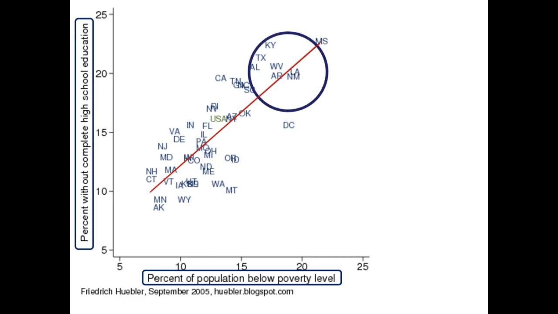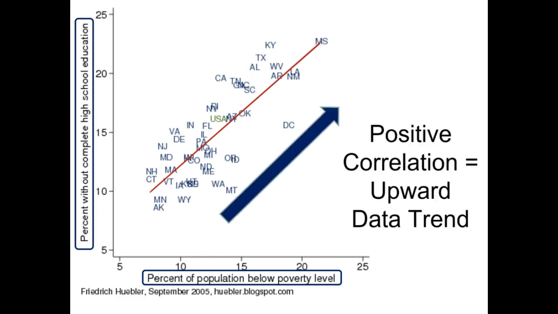We are not going to cover how to interpret these data in this video. We are focusing on what it means to say that a correlation is positive or negative, weak or strong. Notice that positive does not mean good. It is not good that the larger the population is without a complete high school education, the more likely they are to live below the poverty level. Positive refers to the upward direction of the data trend.